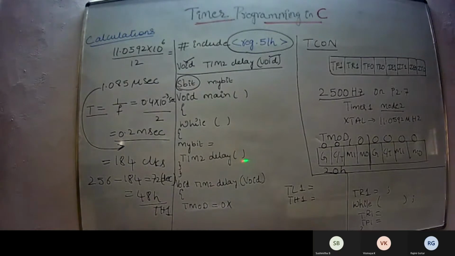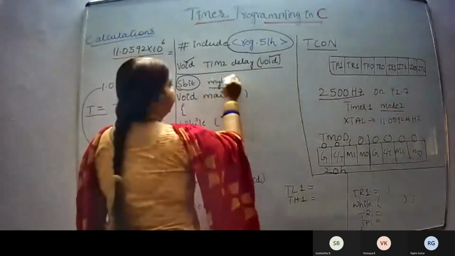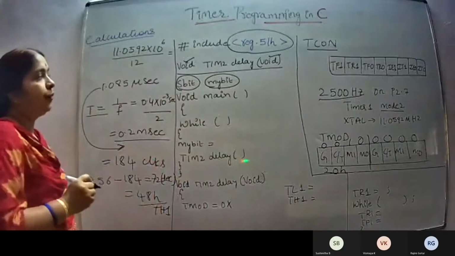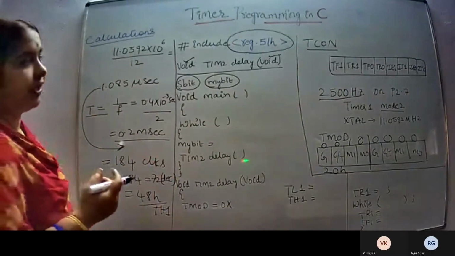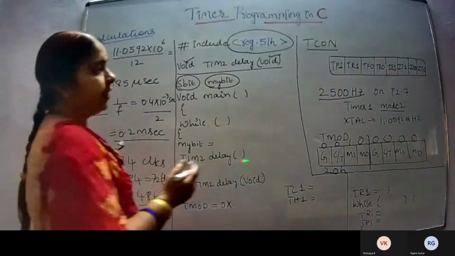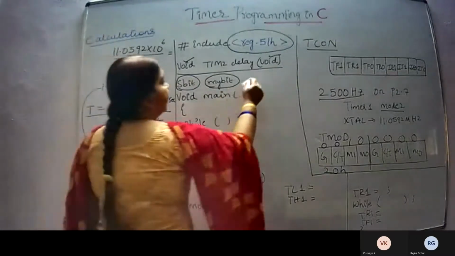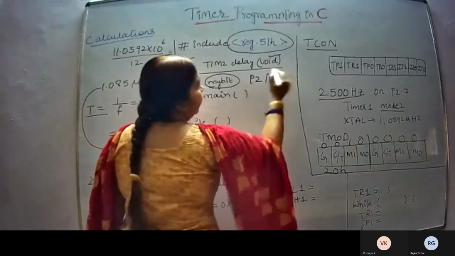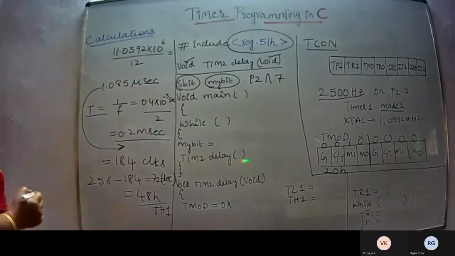This is SBIT, the data type, and the variable which we are using is MyBit. That is the variable name. In front of MyBit, we have to write which bit should generate the pulses. They have told you to generate in the 4th to 7th bit, so we have to write P2. Don't write dot 7, write cap 7. In C programming, you write it as P2 cap 7.